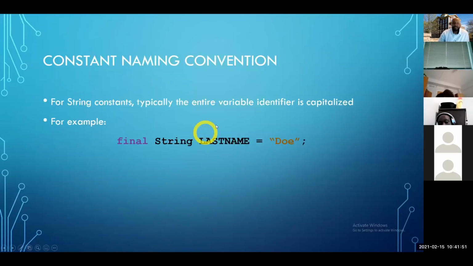So that's a constant. Again, for constant naming, you want to capitalize the entire name. And usually you'll put an underscore right here in between last and name.